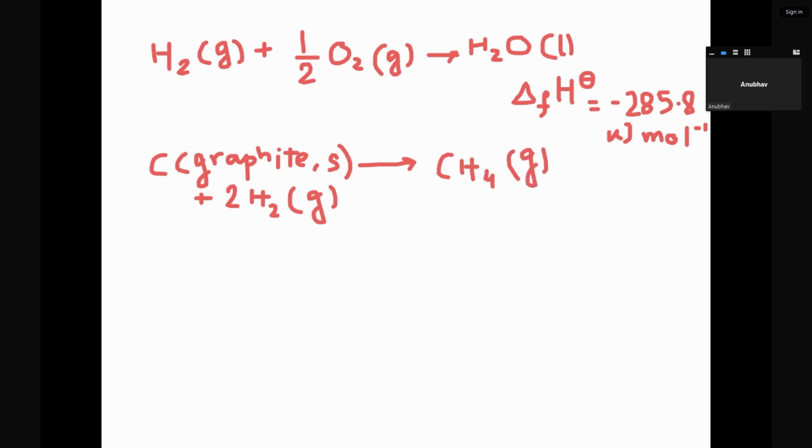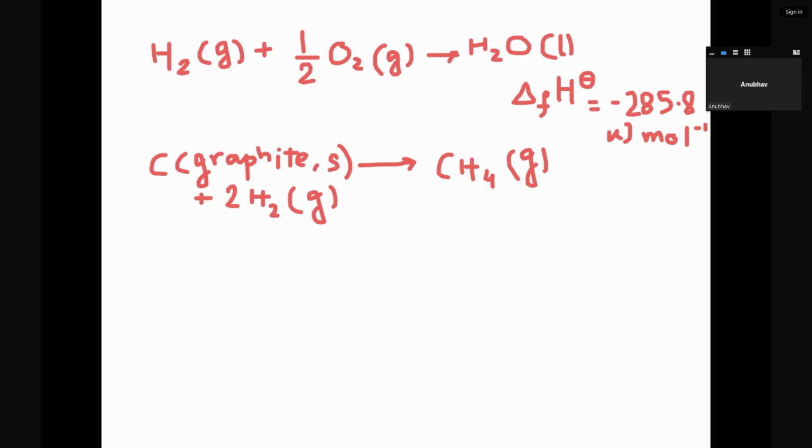So we have carbon graphite solid on the left hand side. We have 2 moles of hydrogen on the left hand side. If both of them combine, we form the methane gas. So if you are asked what is the equation for standard molar enthalpy of formation for methane gas, we will need to write this equation.